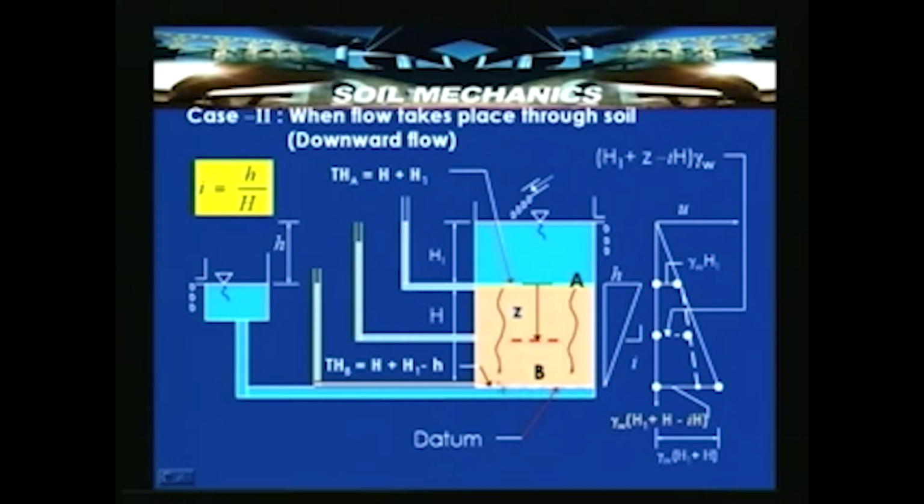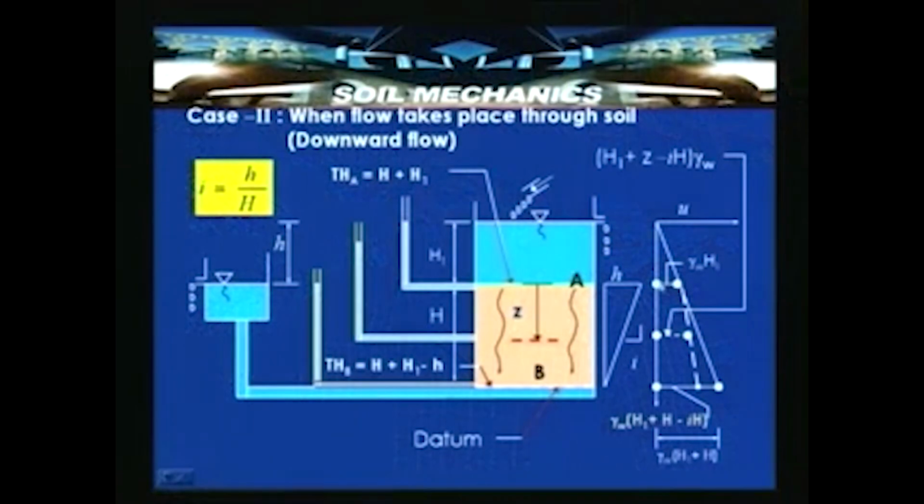So at this particular point, when Z is equal to H, the total head at B is, because the pressure head is now H plus H1 minus h, and the elevation head is 0, total head at B is equal to H plus H1 minus h. If you look into it, the difference between the total head at A and B is nothing but small h, which is the one driving the water to flow in the downward direction.